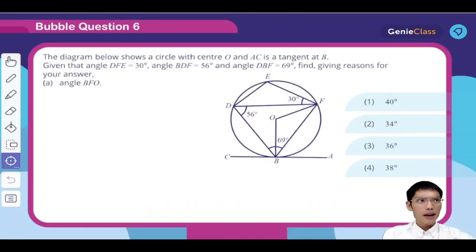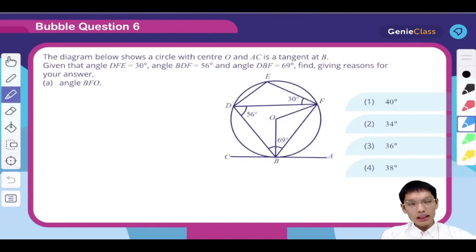So look at it carefully. Bubble question 6. A lot of properties. So get the content of the diagram down. Okay. So circle with center O. AC is a tangent at B. Okay, so making use of these properties, look at the question carefully.